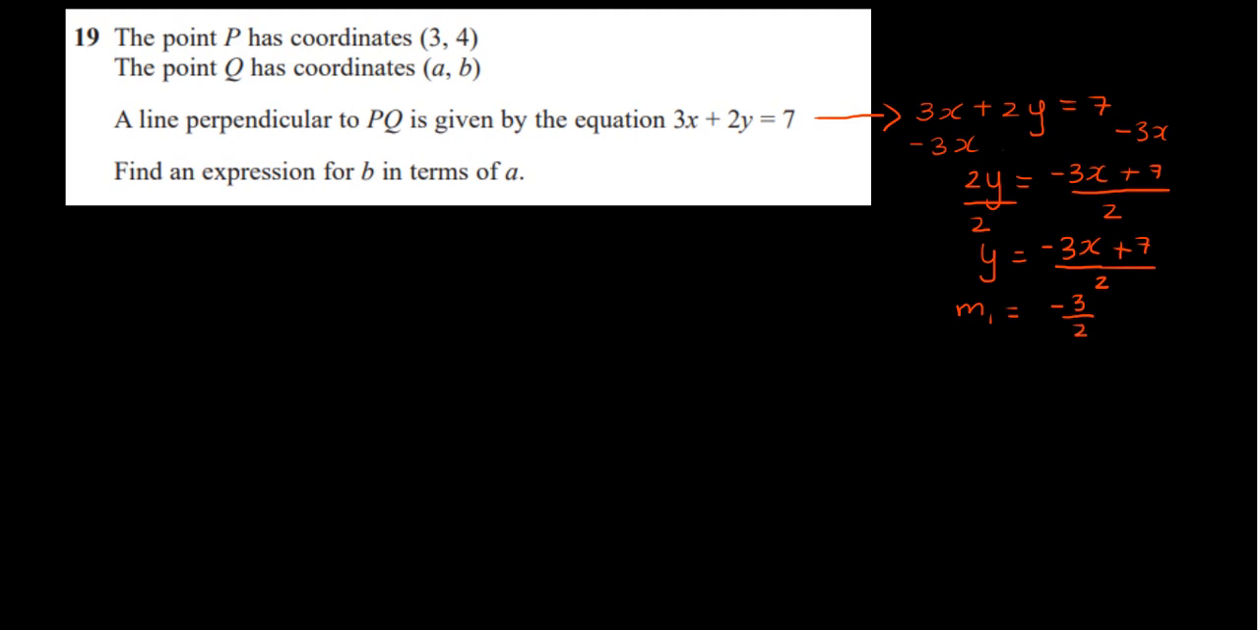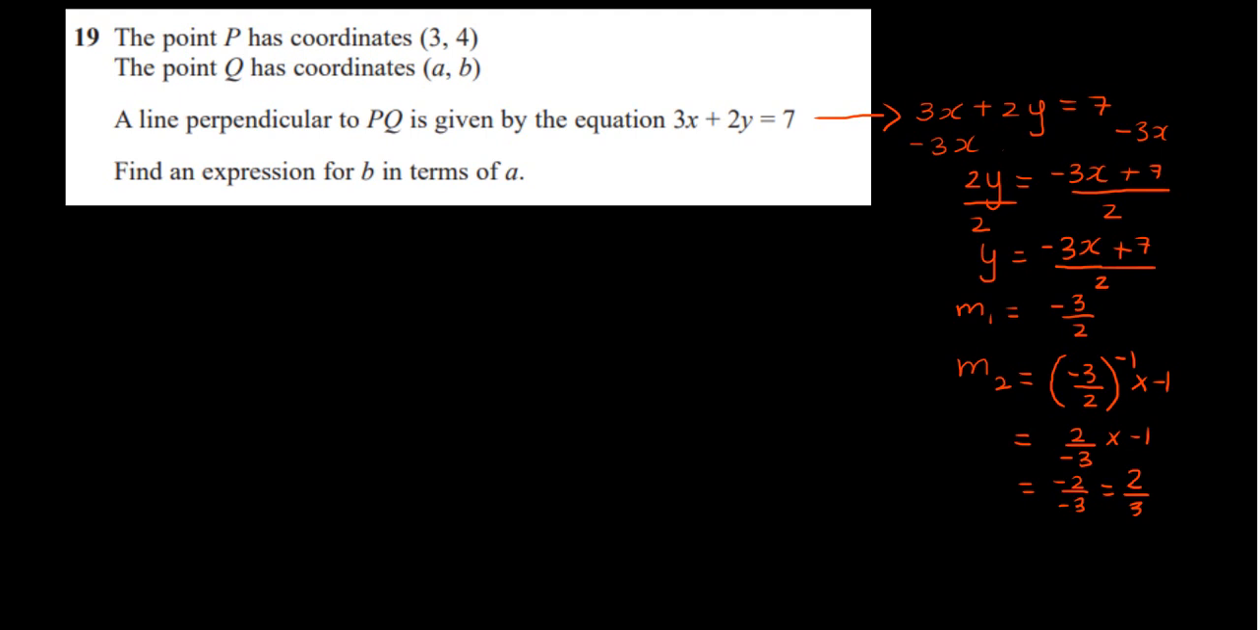Since it is perpendicular to the line PQ, the gradient of the line PQ, I'm going to call it M2, is going to be the negative reciprocal of minus 3 over 2. So to do that, I'm going to do minus 3 over 2 to the power minus 1 multiplied by minus 1. So to get rid of the power minus 1, I flip the fraction over. 2 over minus 3, and when I multiply it by minus 1, it becomes minus 2 over minus 3, which is 2 over 3. Okay, so I have got my gradient for the line PQ.